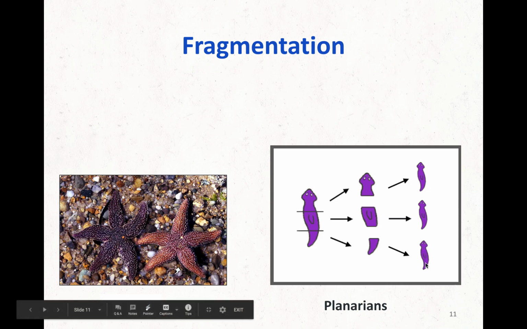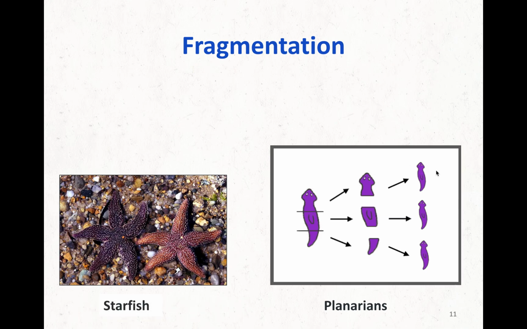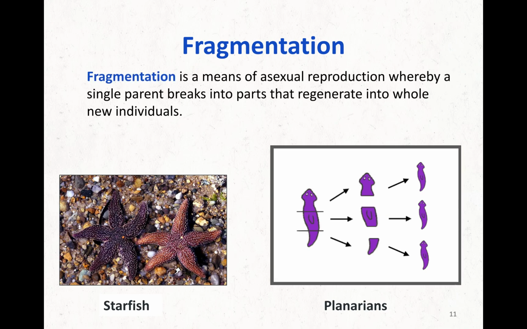Those cells are coming from the bit of the planaria that was left, so therefore via mitosis, so therefore this is a form of asexual reproduction. Starfish can do the same thing. Starfish can lose a limb and grow a new one, or the limb can actually grow into a starfish. So this is called fragmentation.